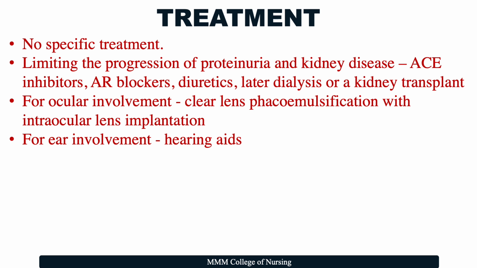Looking at the treatment, there is no specific treatment for Alport syndrome, but we can limit the progression of proteinuria and kidney disease by giving ACE inhibitors, that is angiotensin converting enzyme inhibitors, angiotensin receptor blockers, and diuretics. Later dialysis or a kidney transplant can be done. For ocular involvement, clear lens phacoemulsification with intraocular lens implantation. And for ear involvement, hearing aids can be used.